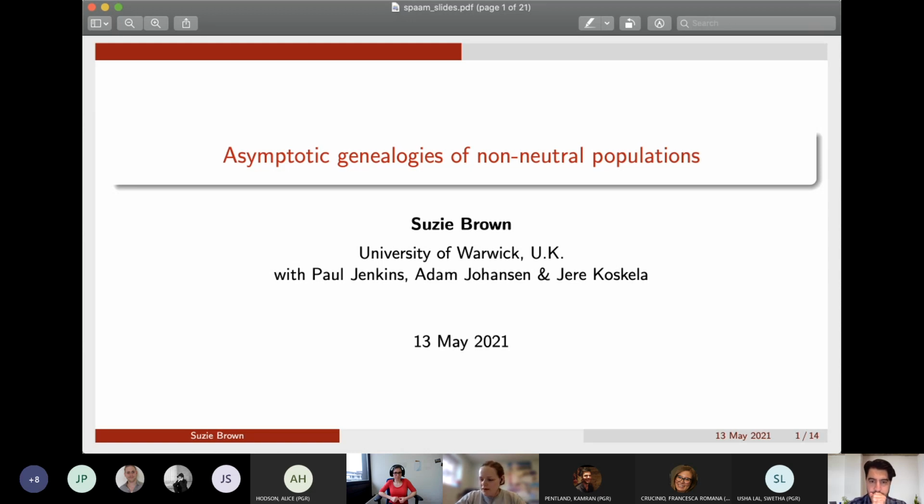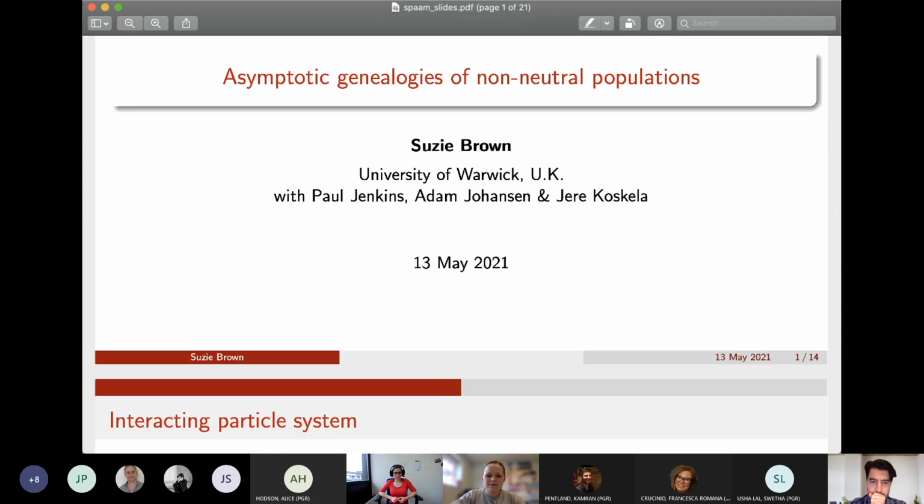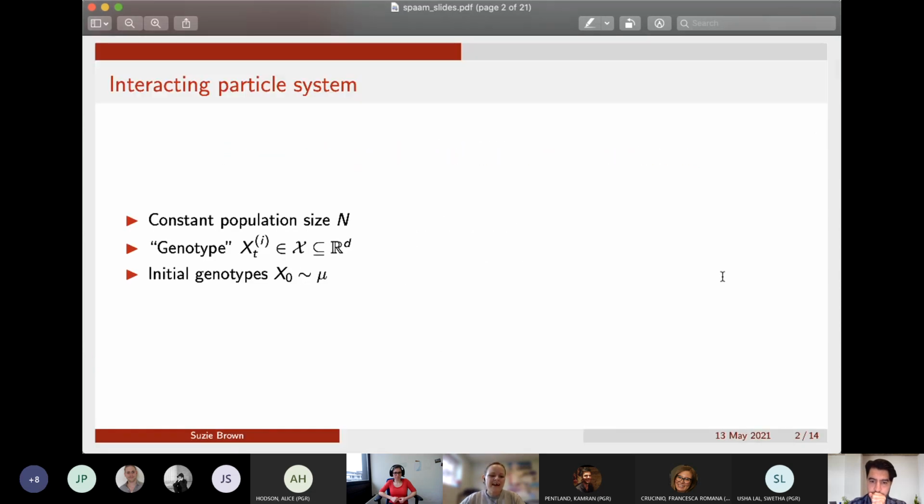So to start with, we've got an interacting particle system, which I will explain its dynamics in a minute. But first of all, it has n particles, so we have a constant population size n, which is the same in every generation. And each individual in the population, we assign a genotype, which is just a state, which we denote by x, which lives in some state space, curly X, which we assume is a subset of R to the d.